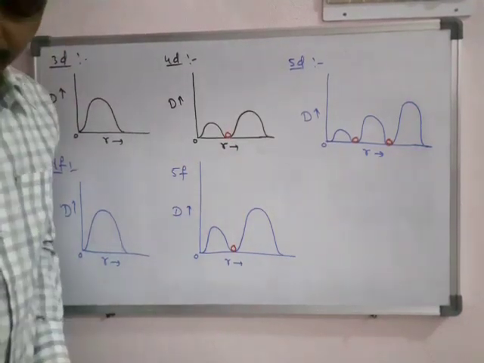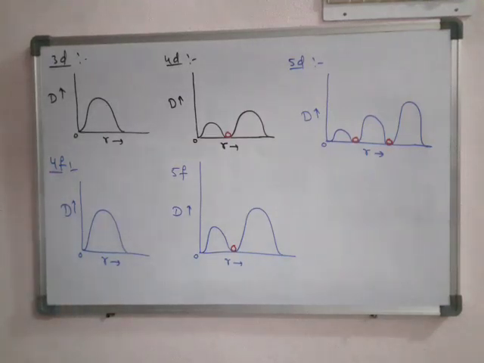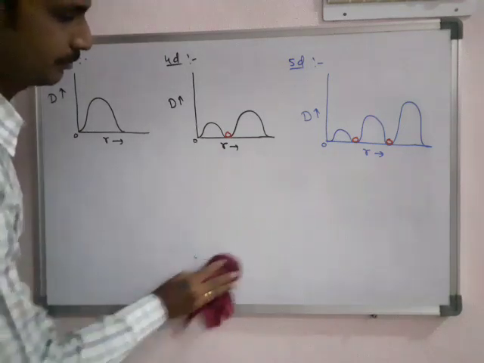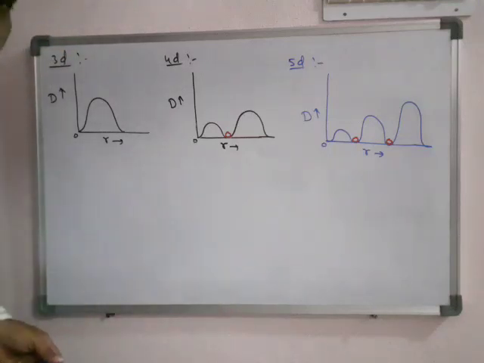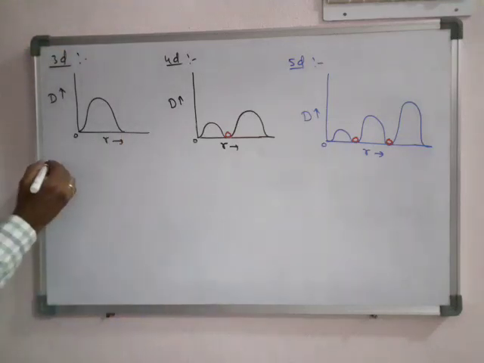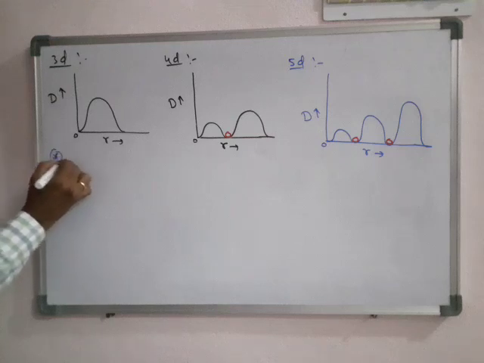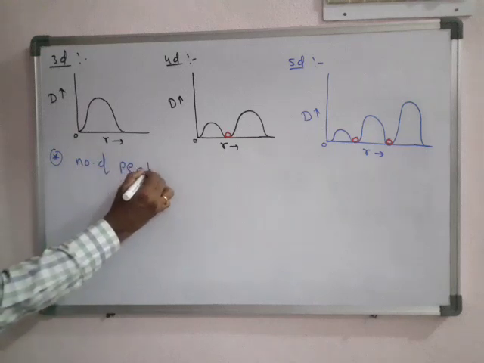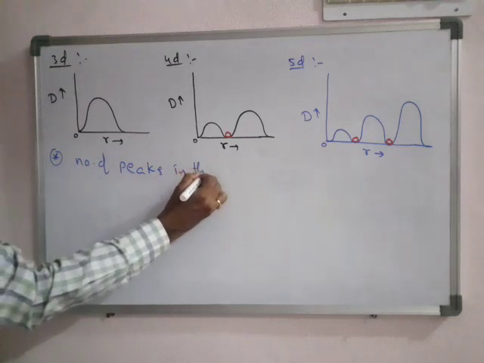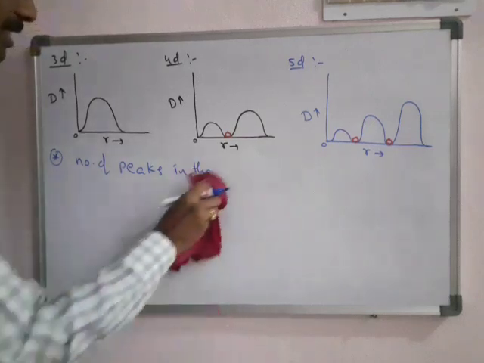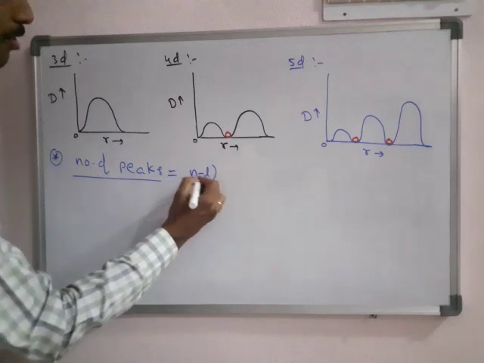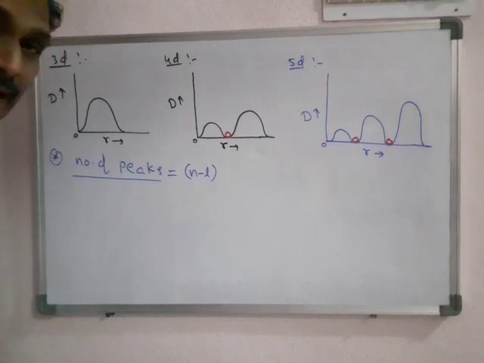And here some main questions are there, based on these curves. The main ones are about the number of nodal planes, the number of radial nodes. For example, now we are writing about the number of peaks in the graphs. Number of peaks. So simply we get the number of peaks with the help of n minus l.